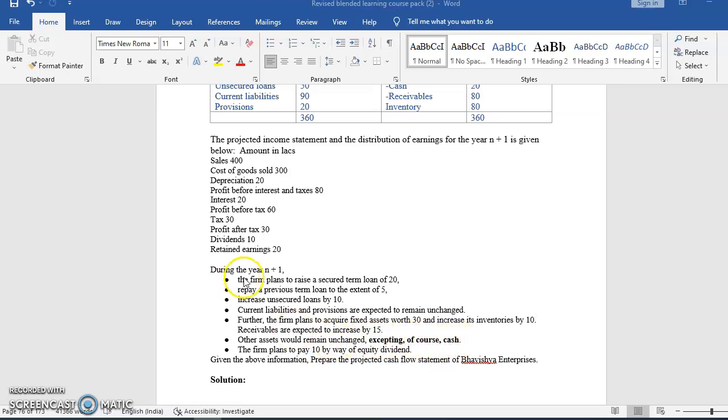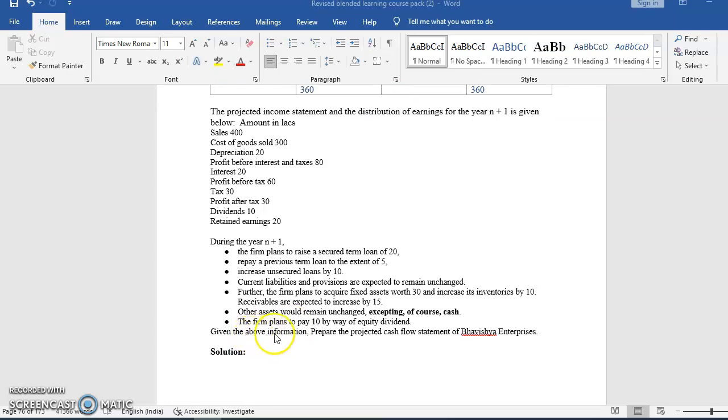This means that when you are raising money from the bank, repaying them normally, and again acquiring the fixed asset, this is definitely going to change your cash position. So all other assets remain the same except for cash, because cash is definitely going to see a change in the balance. The firm has planned to pay 10 by way of equity dividend, which means there is a payment of dividend, which is an appropriation of your profit. This would certainly affect your financing activity and also the cash flow.